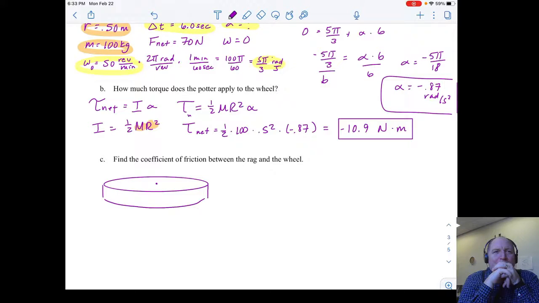So what's happening here is that the person is pushing inward like this. Nice. Okay, they're pushing inward, with 70 newtons of force.